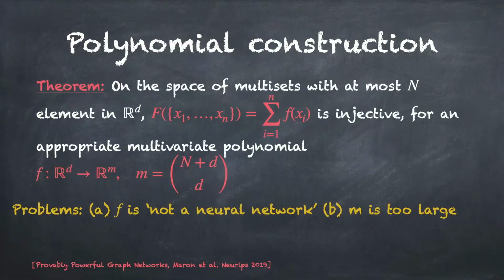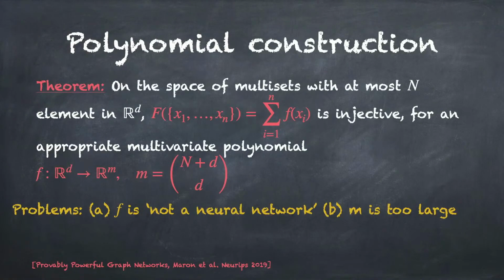There are two problems with this. The first, which we would like to fix, is that f is not a neural network. This is some sort of polynomial function, which is not exactly what people use. The standard way to address this is to argue that if f is a polynomial, it can be approximated by a neural network, which is true, but then you have even less control on the size of the neural network.